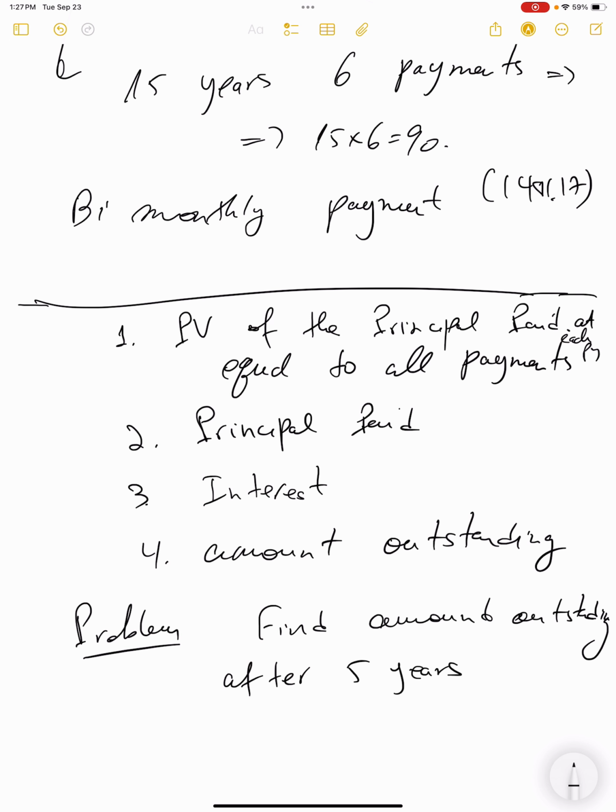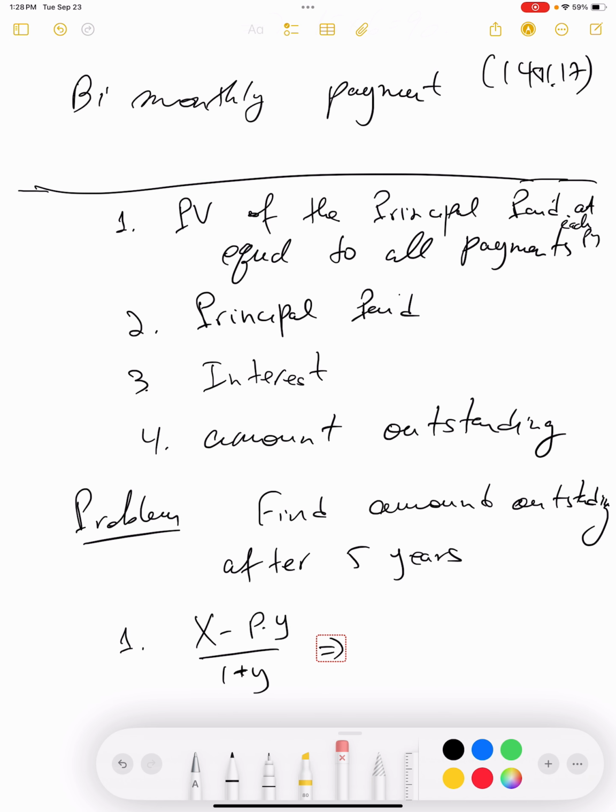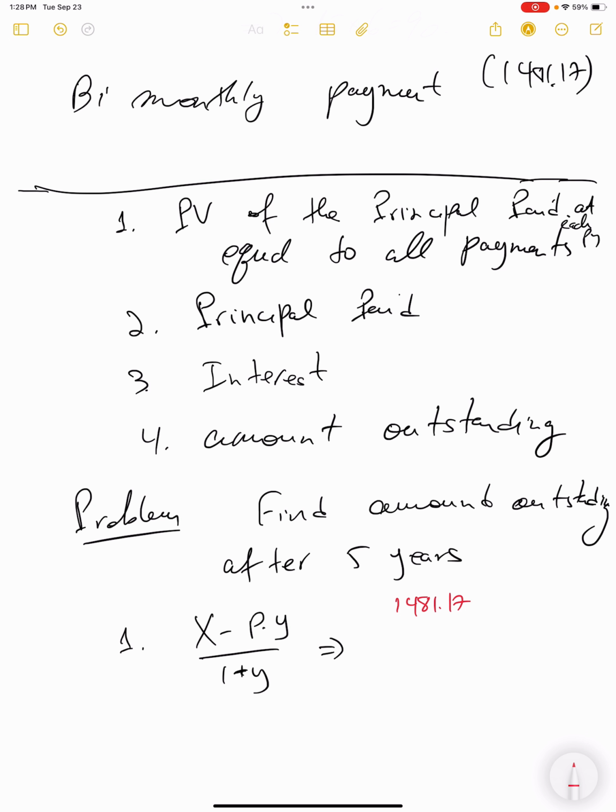Okay. So the first thing to do is find the principal paid. And the principal paid you can find from the first payment. That's the formula that I gave you in class: x minus P times y divided by 1 plus y. In this case, the principal paid is going to be 1481.17, that's your bi-monthly payment. Then you subtract the 100,000 times the 0.0066 whatever, and you divide by 1 plus 0.0066 whatever, that's your adjusted yield.